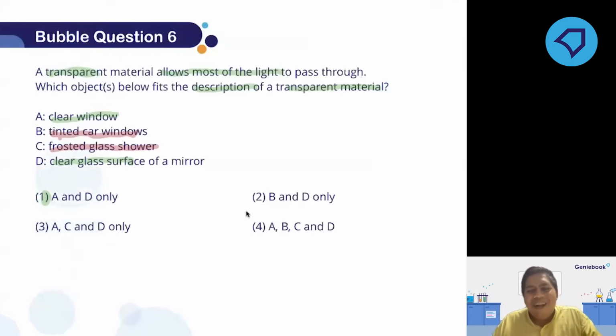Okay, so those who get it correct, well done. Who have gotten all 6 questions correct so far? All 6 questions? Oh, quite a number of you. Not bad, not bad. But there are almost 500 students today, so I expect quite a number of you to get it correct. All right, let's move on to the next one.